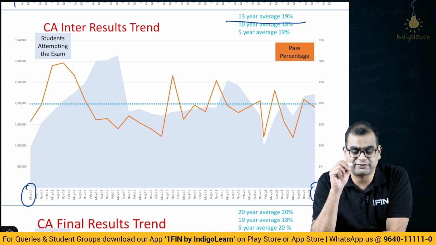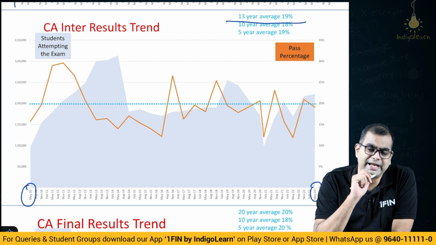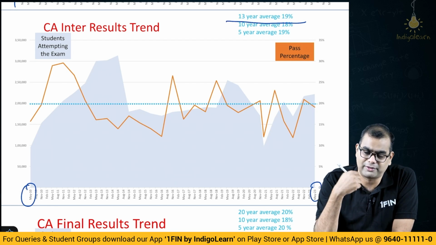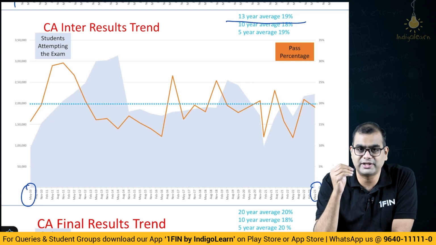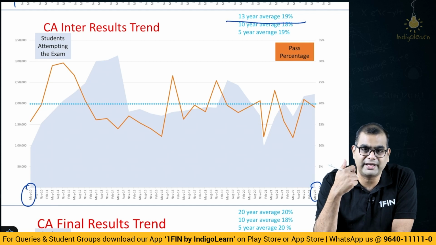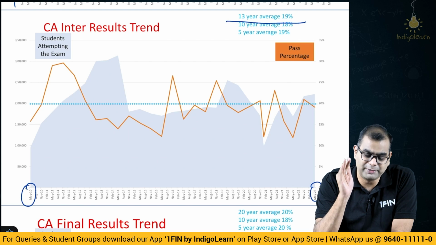Now, please note one thing here, friends. When I am computing the pass percentage for CA Inter as well as CA Final, if somebody has finished even one group, I count them as pass. If somebody has finished both groups, then also I count them as pass, because that is how they are giving the results. I need to make an interpretation of the results that are given. I cannot create my own new methods and complicate things. So, I am going by simple numbers.